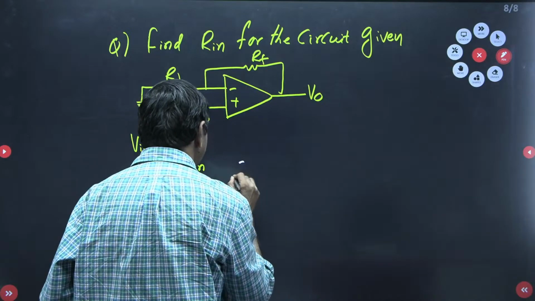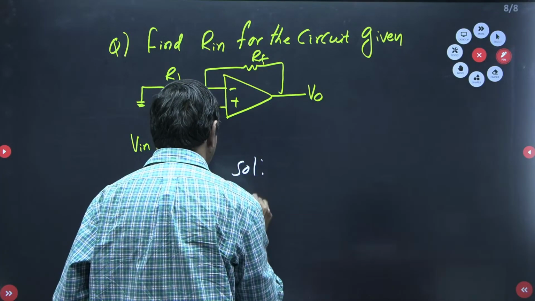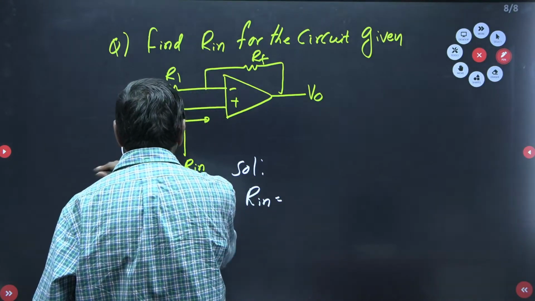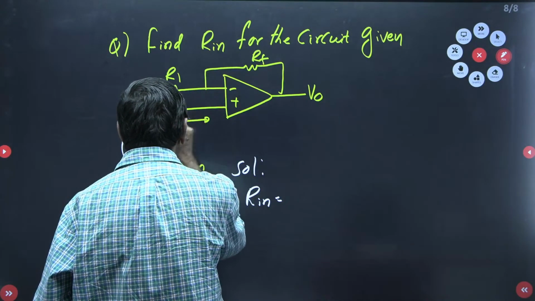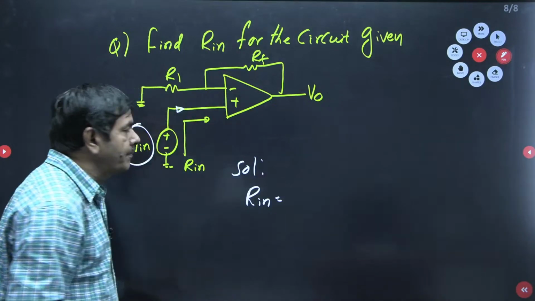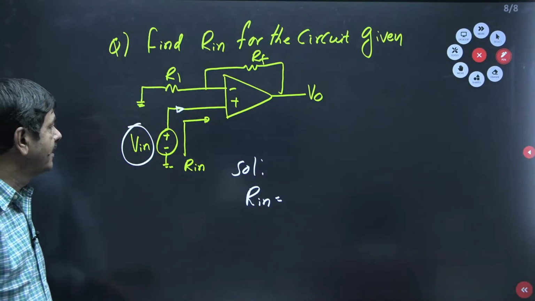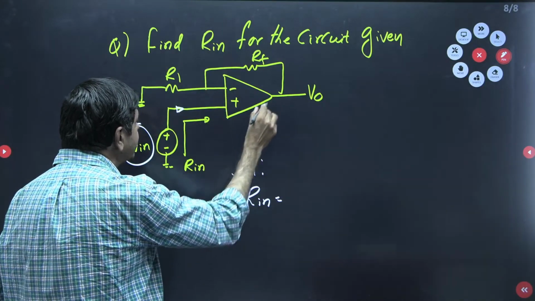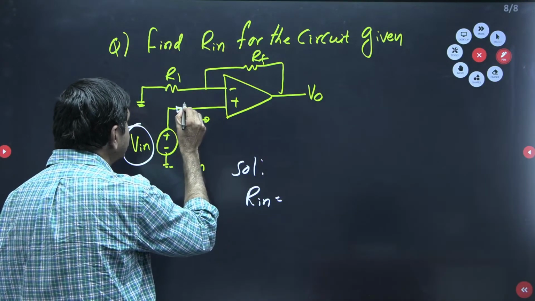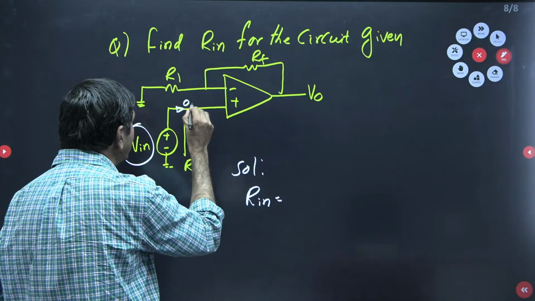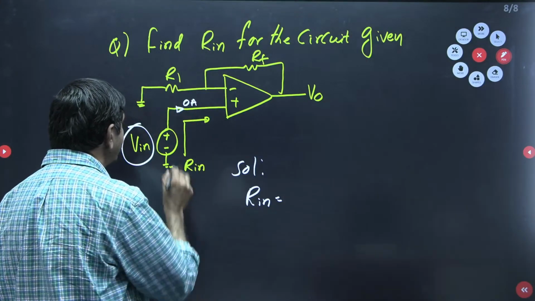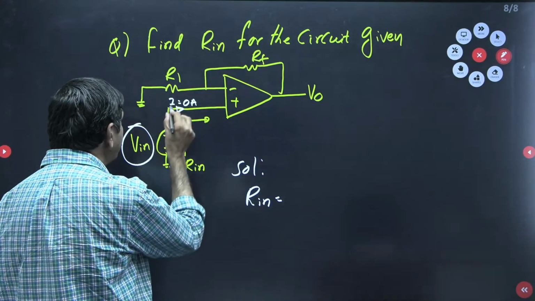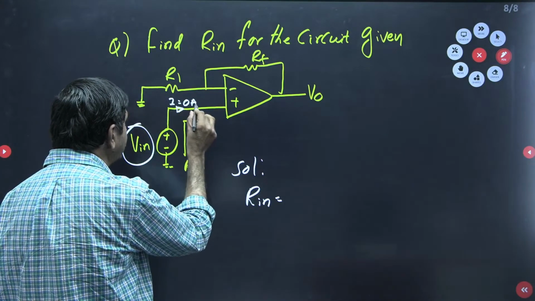So I say it's a very simple starting problem. R in equal to what? Input voltage is nothing but V in. How much current will pass across V plus? It doesn't flow any current, because the input impedance is very high and the current is approximately 0 amperes. I will take this current as I, for example. So V in by I is nothing but R in.